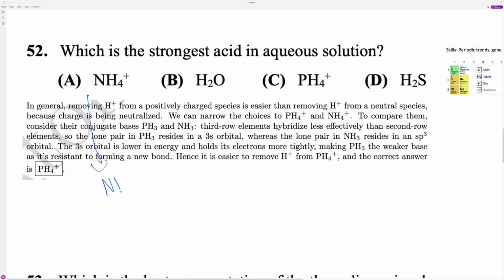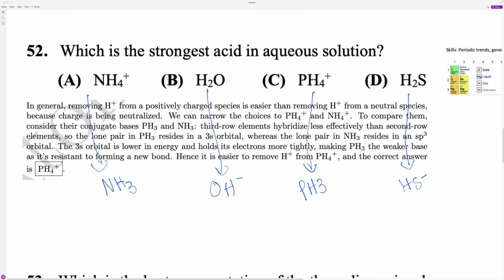NH4 plus is going to form the conjugate base NH3. H2O is going to be OH minus. PH4 plus is going to be PH3. H2S is going to be HS minus. So you want to find the most stable conjugate base, which is going to be the weakest conjugate base, because when something's stable, it doesn't really want to undergo any reactions.